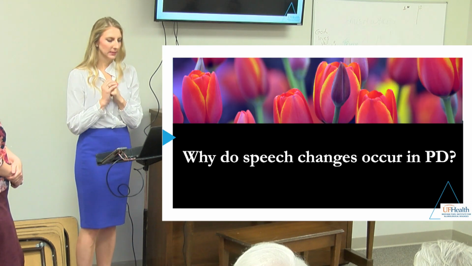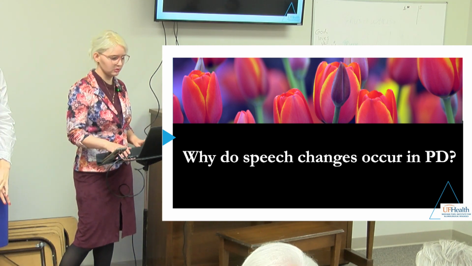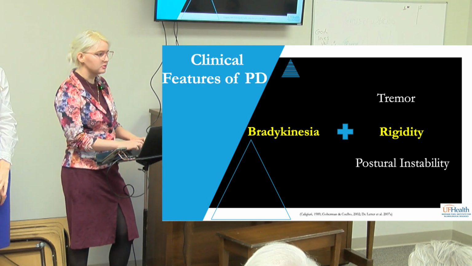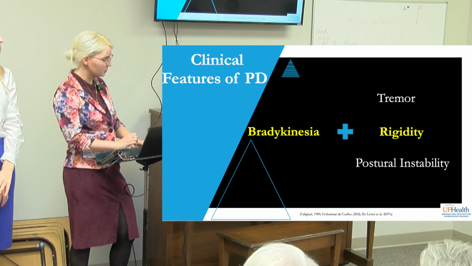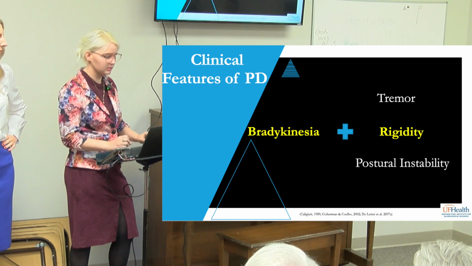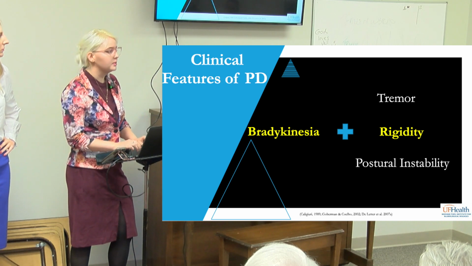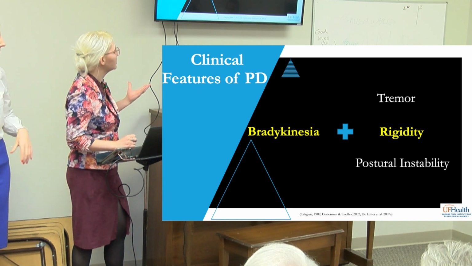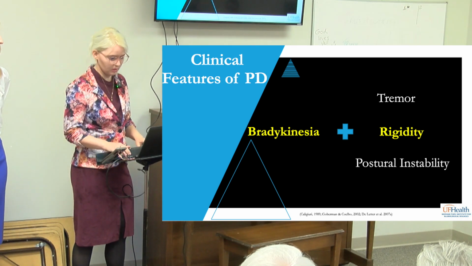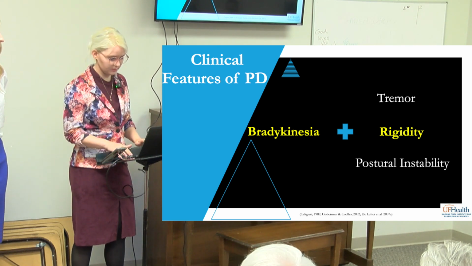All right, so Bryn's going to talk about this next slide. Yeah, so why do we even have these speech changes that occur in Parkinson's? So we know the clinical hallmark features of Parkinson's are bradykinesia, so slower movement; rigidity, so the tightness of the muscles; and then tremor and postural instability. So really we get our speech symptoms from the bradykinesia aspect and rigidity aspect; speech is a secondary symptom of these 2 symptoms.